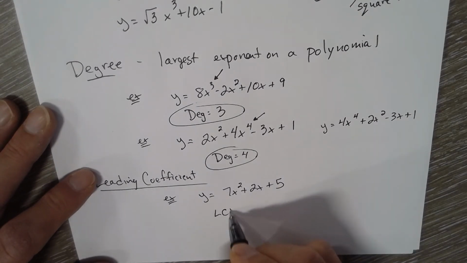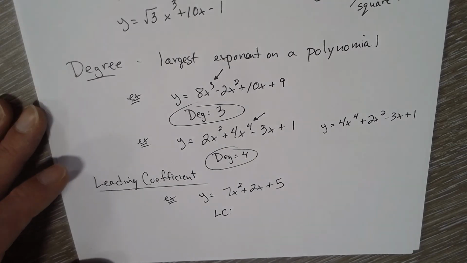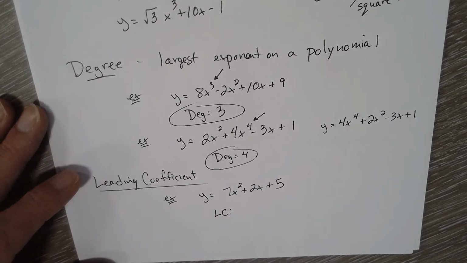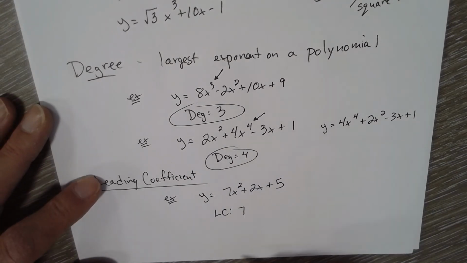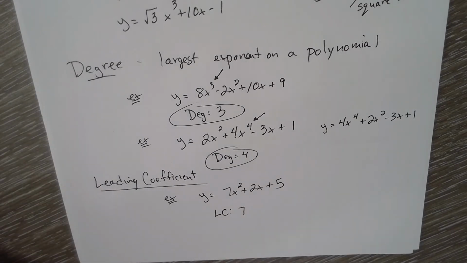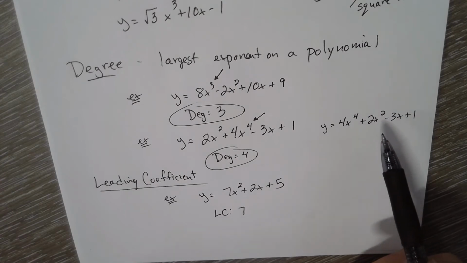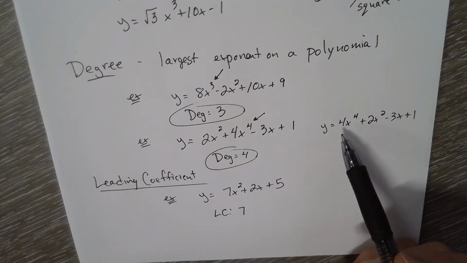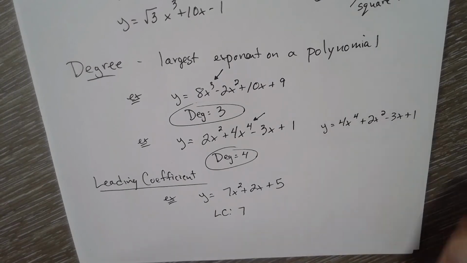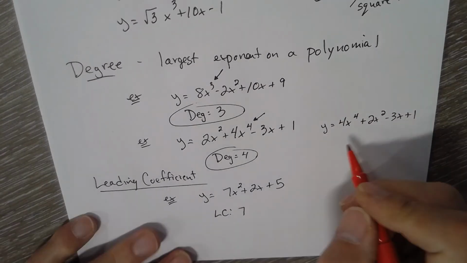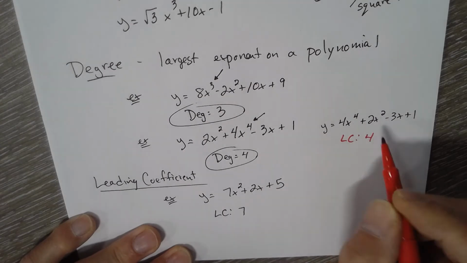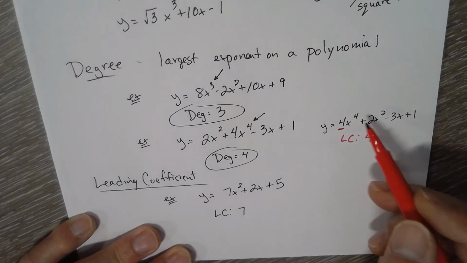Our leading coefficient here would be 7. So it's the number out in front of the largest degree. If you put it in the right order, then it's just going to be the number out front. So the leading coefficient here would be 4, based on this number right there, not the degree.